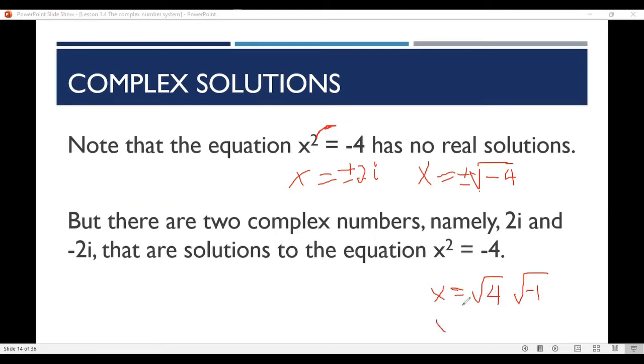Ngayon, pag kinuha natin ang square root ng 4 plus minus, pwede na yan sa real part. Ang sagot niyan ay 2. Square root ng 4, plus minus 2. Eh, yung square root ng negative 1, ano ang sagot nito? i. Kasi ang square root ng negative 1 ay i. Kaya lumabas ang value na x. So, the value of x is plus or minus 2i. Okay?